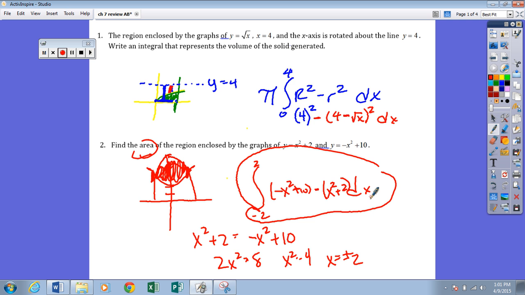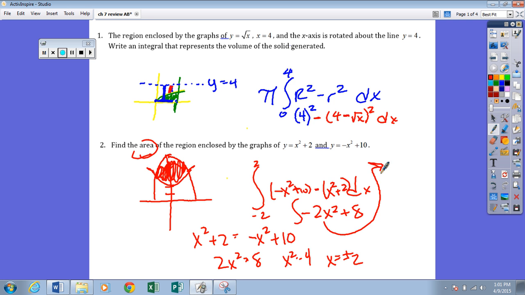From here, if it's a calculator, you could just do Math 9. If it's not a calculator, I guess I would go ahead and combine these and have a -2x squared and then +8, and I would integrate, and then plug in my top and bottom bounds. So if you want to do it by hand, guys, you're looking at x cubed, -2x cubed over 3 plus 8x, and you're doing that from 2 to -2, and you plug it all in, and then you'll get your answer. I don't know the actual answer. I don't have a calculator, but that's what you would do.